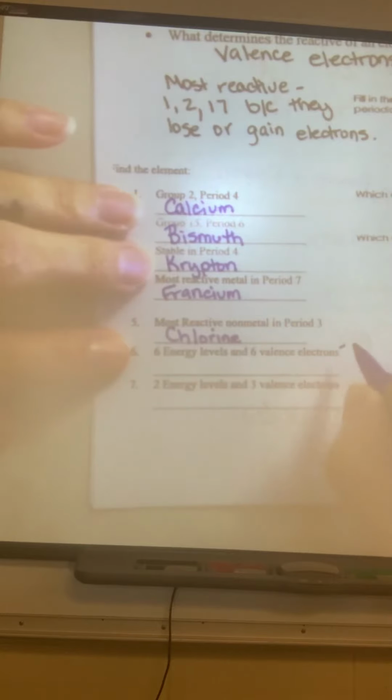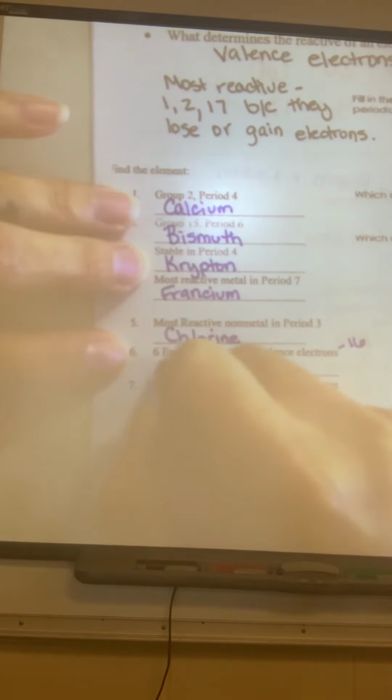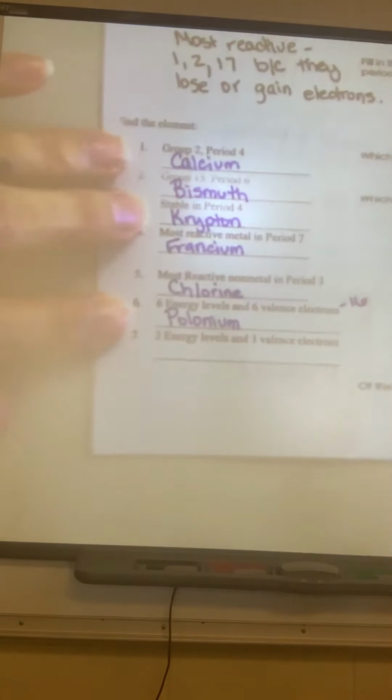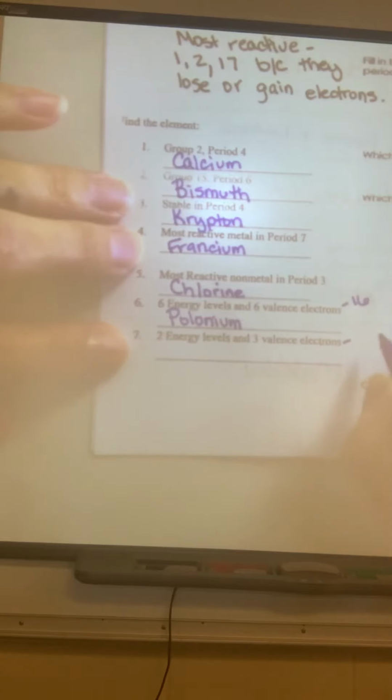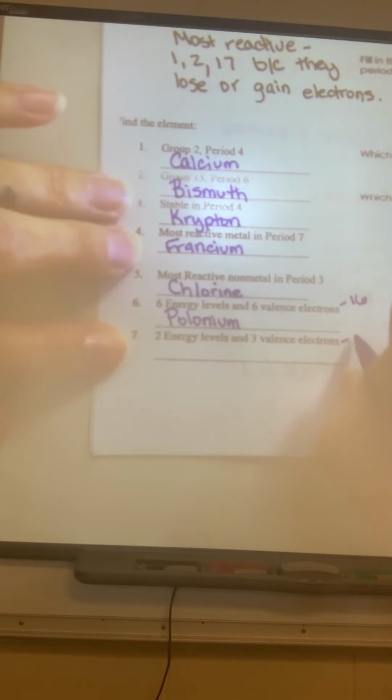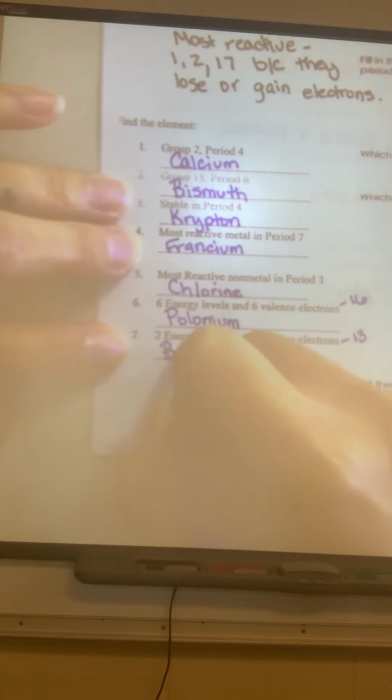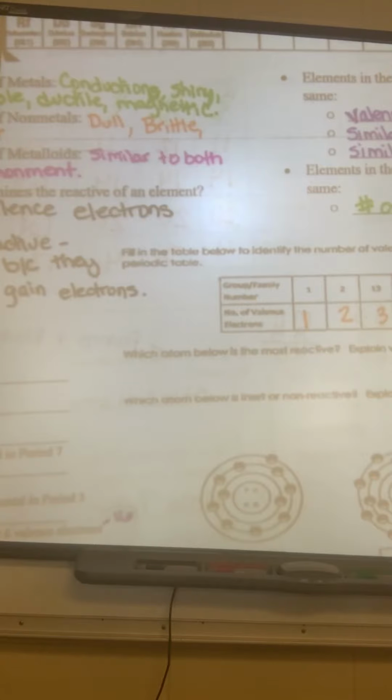And then 6 energy levels and 6 valence electrons. Ooh, 6 valence electrons means it's in group what? 16. So who am I? 2 energy levels and 3 valence electrons means it's in what group if it has 3 valence electrons? 13. So who am I? Boron. Boron.